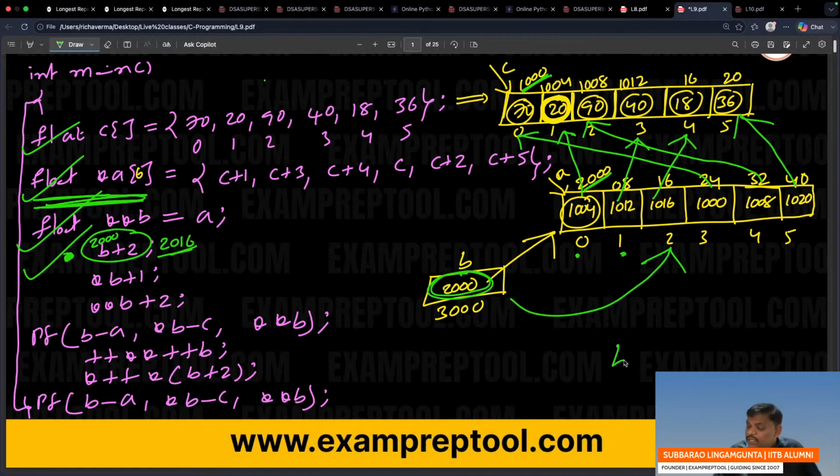See, B is equal to B plus 2 and B plus 2 are different. These two are not the same. Here B will not update; here B will update. B plus 2 is different from B equal to B plus 2. It is a bluffing, I am saying to you.